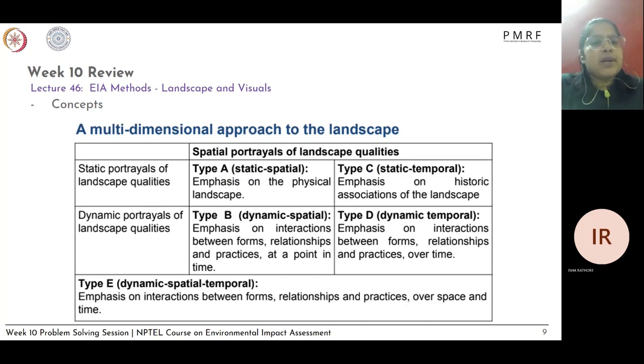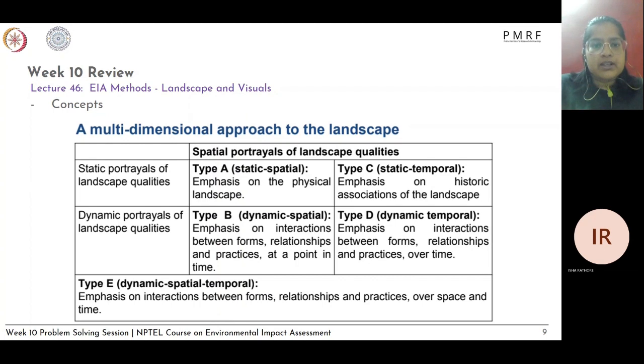And then we also looked at a multi-dimensional approach to landscape, and these can be defined based on landscape quality. So landscape qualities can be static or dynamic. Static qualities do not change over time, and dynamic qualities change over time. So we have type A, which is static spatial.